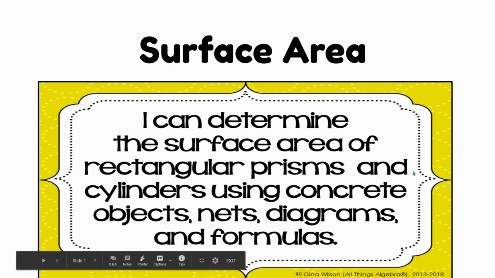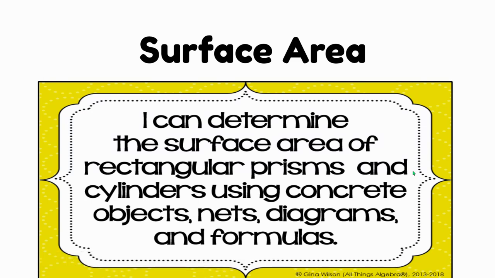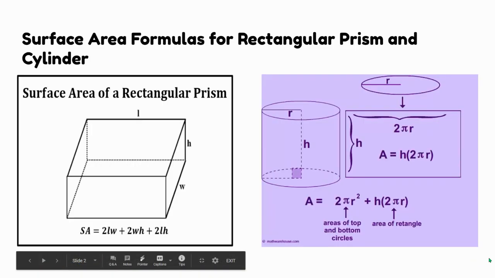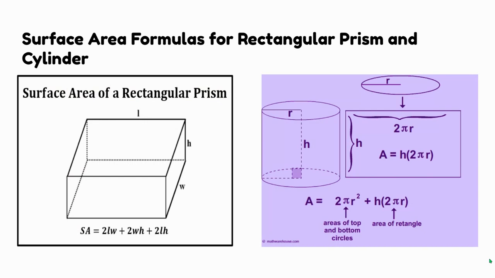Hi, we're going to learn about surface area today, particularly surface area of rectangular prisms and cylinders using concrete objects. Again, that would be like a box for a rectangular prism, a can for a cylinder, nets, and diagrams and formulas. Surface area formulas for the rectangular prism and cylinder.